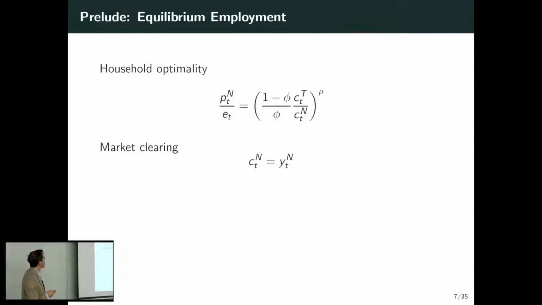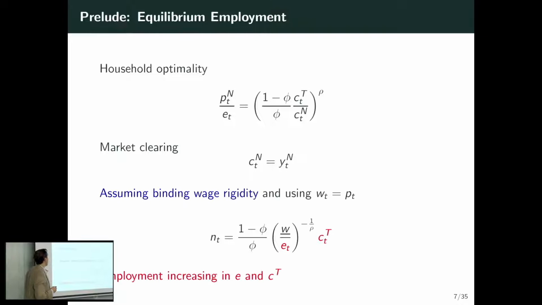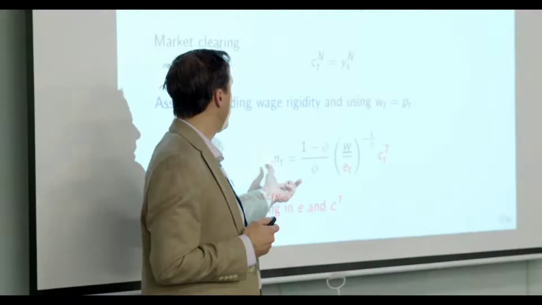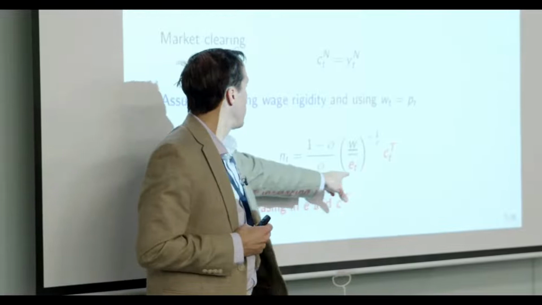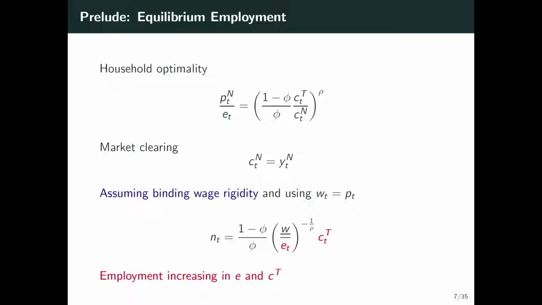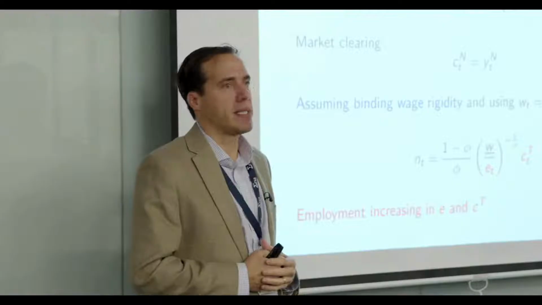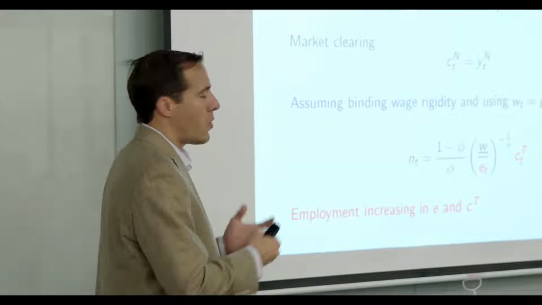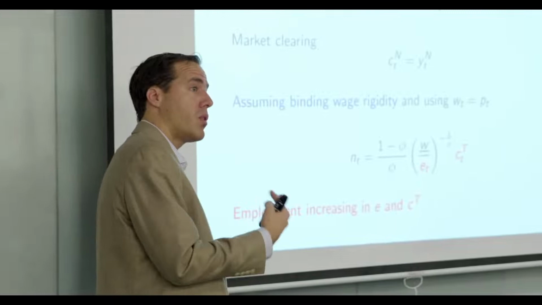So if I use household optimality, this would be the first order condition with respect to tradable and non-tradable consumption. You get that relationship, and you use market clearing. What you end up with is a function of employment that is going to be increasing in tradable consumption, and it's going to be increasing in the exchange rate. Okay, so once the wage rigidity is binding, you can see how increases in the exchange rate are going to help, because they would reduce the real wage and stimulate employment by the firms. Or another way to think about it is that as you increase the exchange rate, that generates an expenditure switching that pushes up the demand for non-tradables and is going to help reduce unemployment.